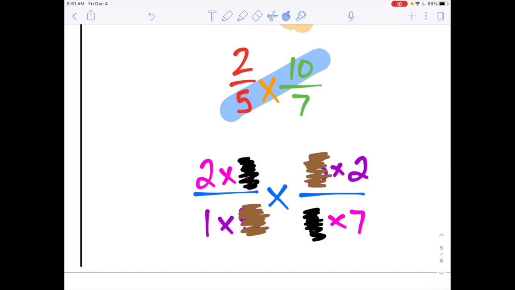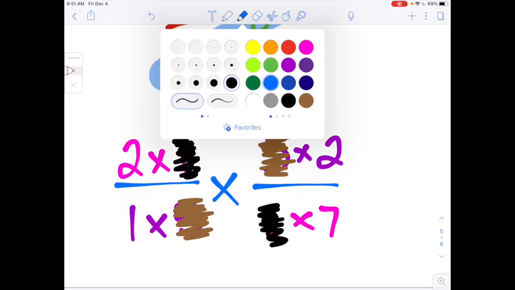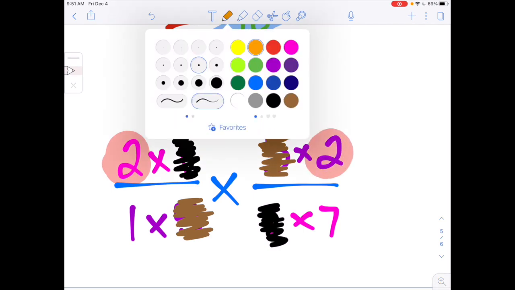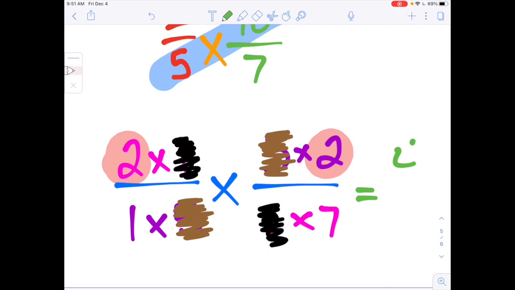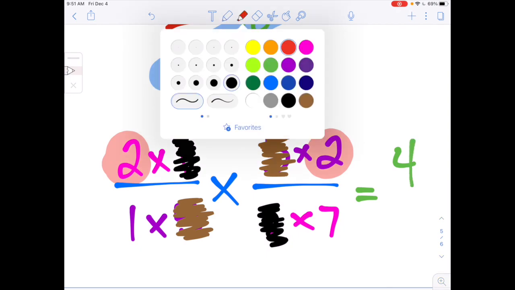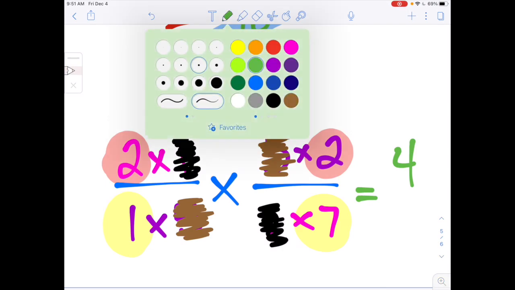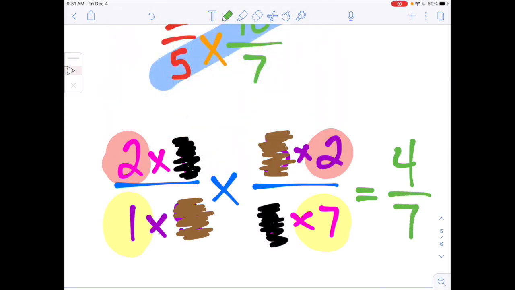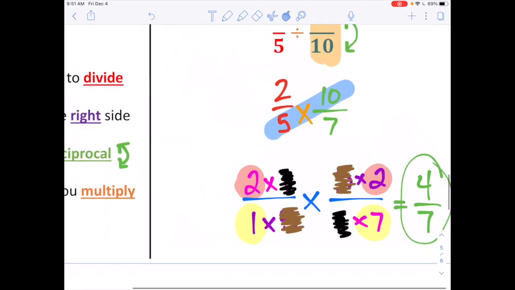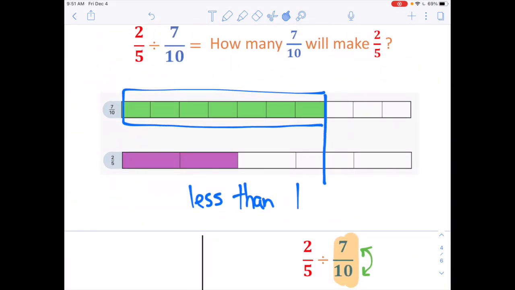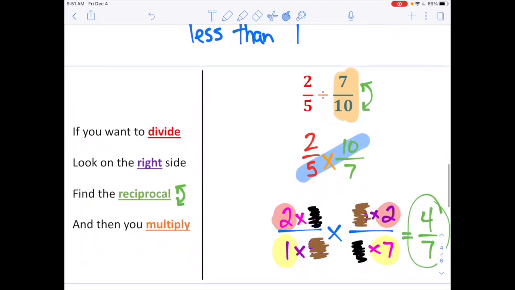So now I'm just ready to multiply across. I'll highlight what I have left. Here's a 2 and a 2. 2 times 2 is 4. And then I'll highlight what I have left on the bottom. 1 times 7. 1 times 7 is 7. So there's my answer. My answer is 4/7. And if we look back at what we said on the last page, we said less than 1. Right? Less than 1 was our answer, and 4/7 is less than 1.